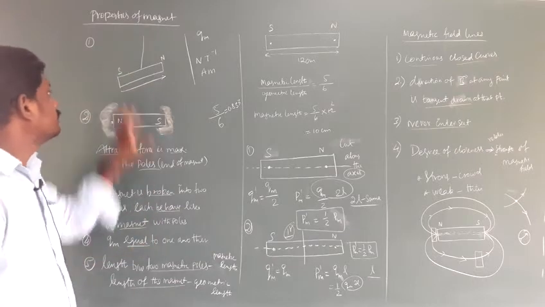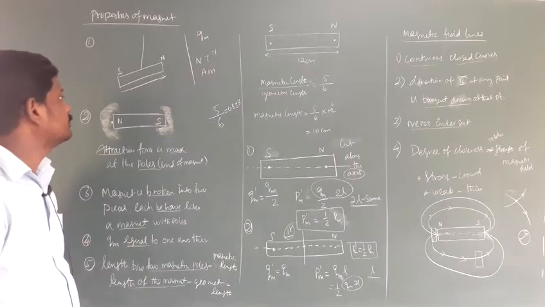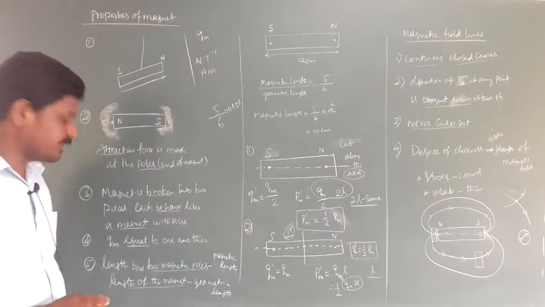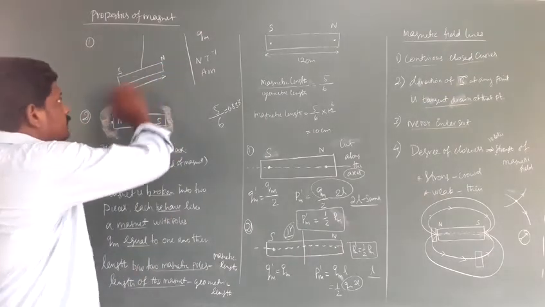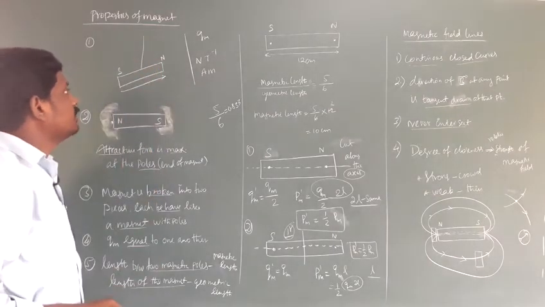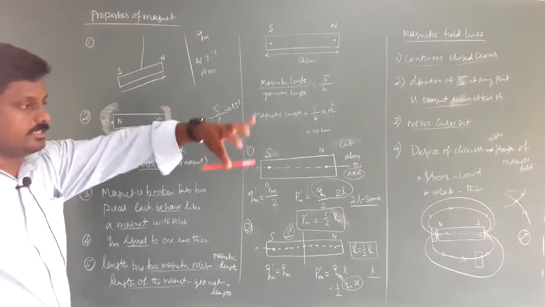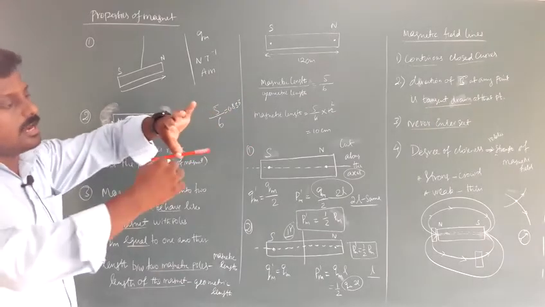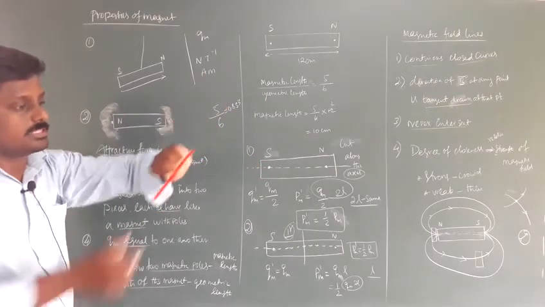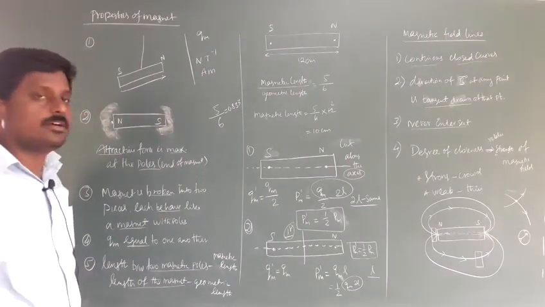First one, a freely suspended bar magnet always acts along the north-south direction. Consider a bar magnet. If it is freely suspended using a thread, this red pen considered as a bar magnet, it always acts along the north-south direction. After it comes to rest, it shows the direction of north and south. This is the principle for the magnetic compass needle.